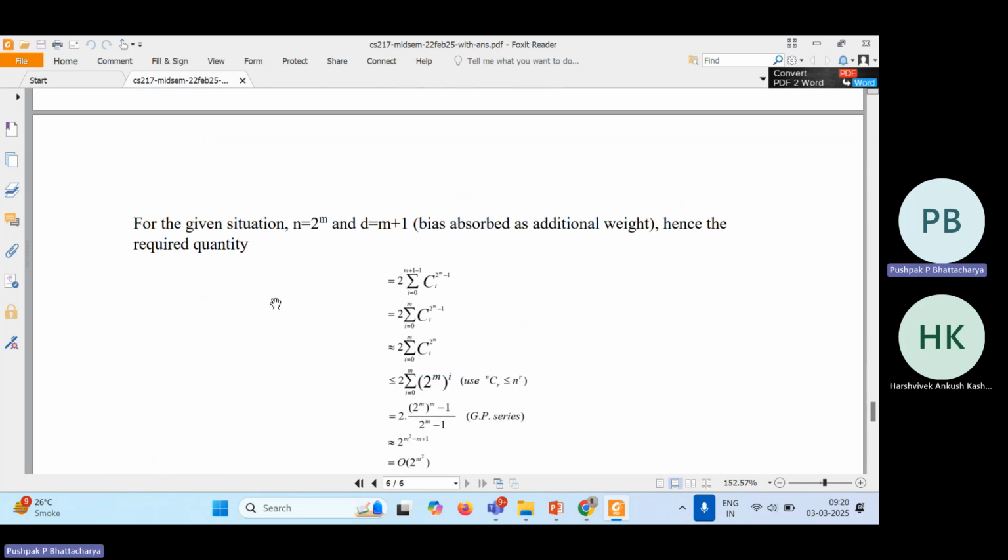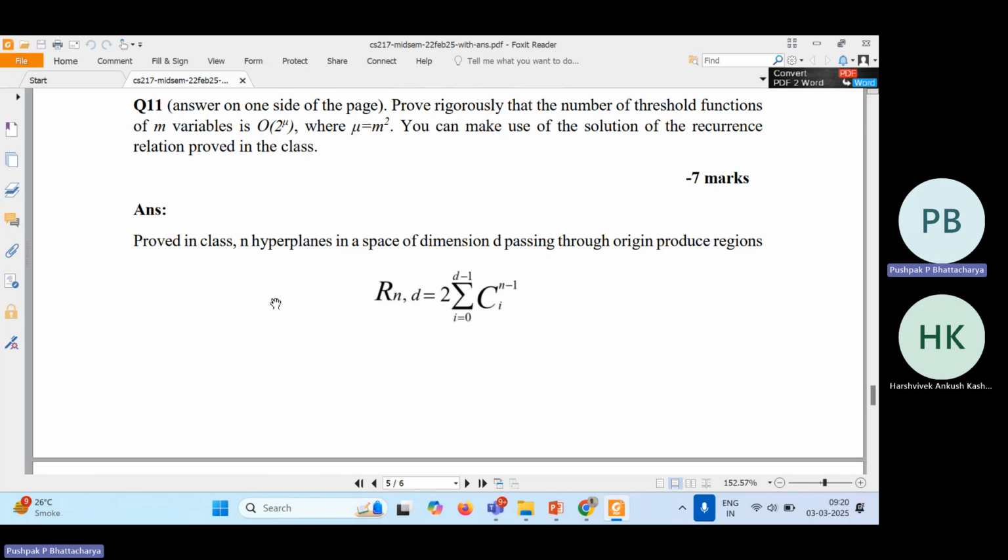Then you had to prove something which I have repeatedly told in the class. Prove rigorously that the number of threshold functions of m variables is of order 2 to the power m square. What we proved in the class is that R(n, d) is 2 into the sum from i equal to 0 to d minus 1 of C(n minus 1, i). So the number of regions created by n hyperplanes passing through the origin in the d-dimensional space is 2 into the sum from i equal to 0 to d minus 1 of C(n minus 1, i).